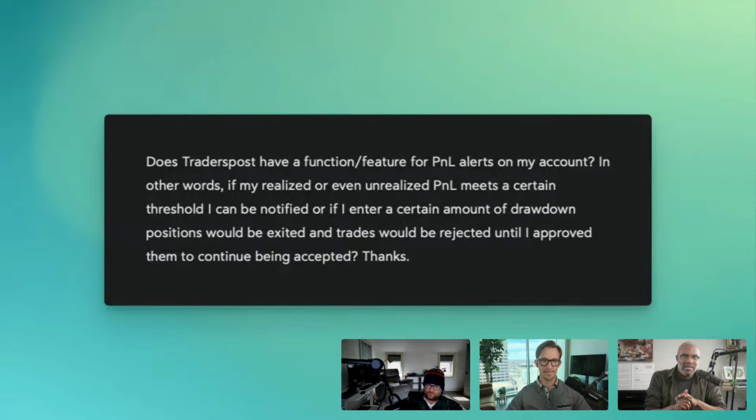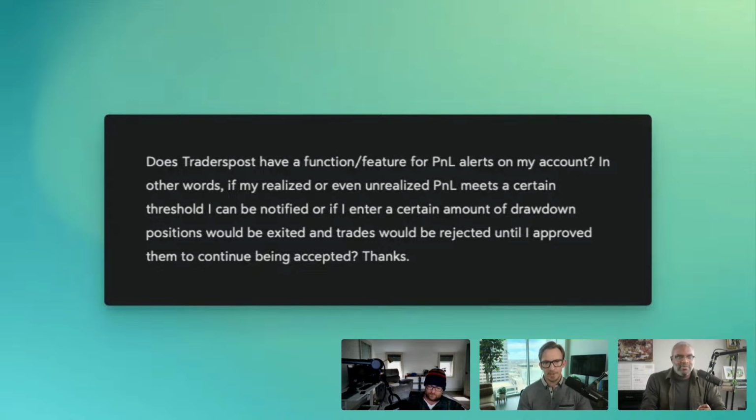Does TradersPost have a feature for P&L alerts on my account? In other words, if my realized or even unrealized P&L meets a certain threshold, I can be notified, or if I hit a certain amount of drawdown, positions would be exited and trades would be rejected until I approve them to continue being accepted.